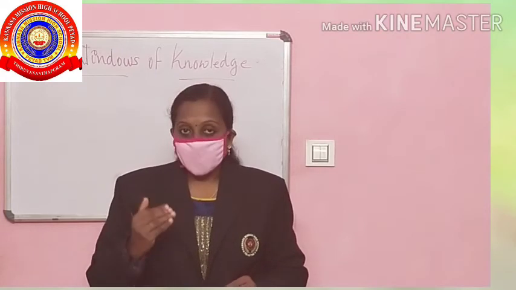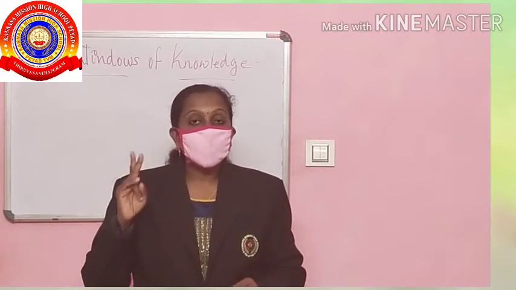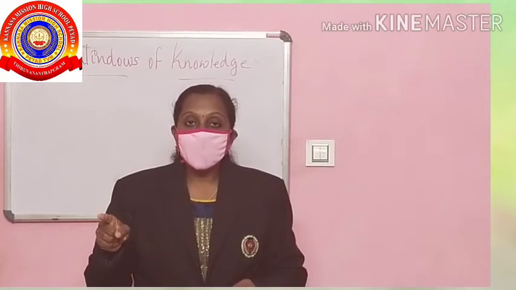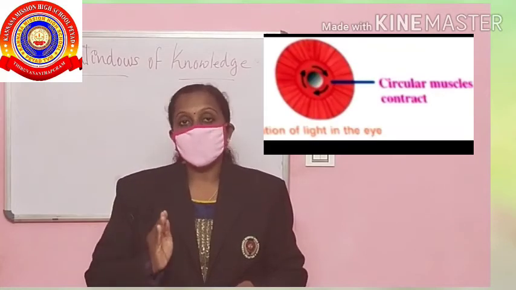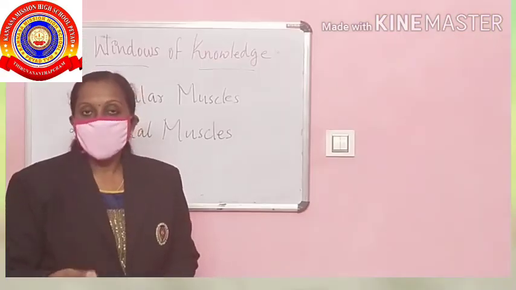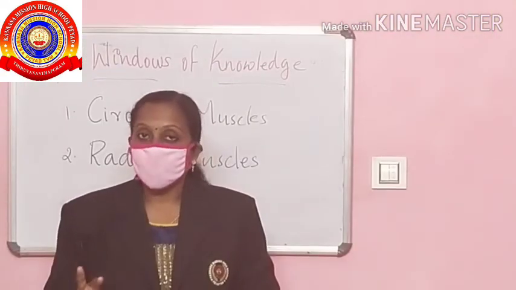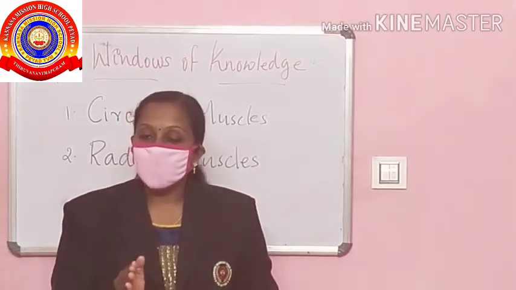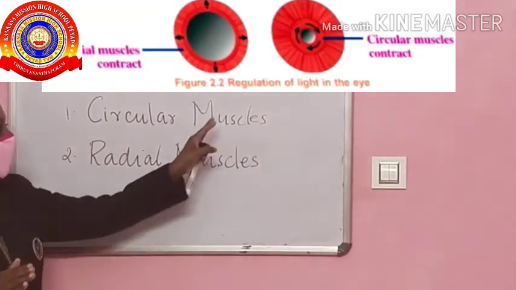Yes, in the eye there are two types of muscle. One is a circular muscle and another one is a radial muscle. Once again, the size of the pupil is regulated by the circular muscles and radial muscles. Look at the picture here.